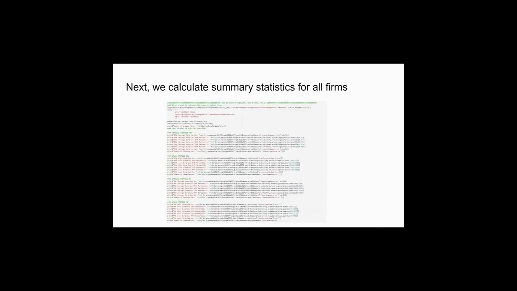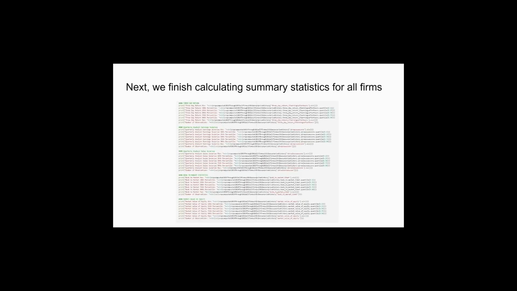So this is analyst earnings surprise, and this is analyst sales surprise. We need the summary stats for those two. If you go further down, it's basically the same thing, except instead of seasonal random walk earnings surprise, it'll be analyst quarterly earnings surprise, or analyst quarterly sales surprise, or book to market, or the other variable, market value of equity. And as you can see here, that's what we did.